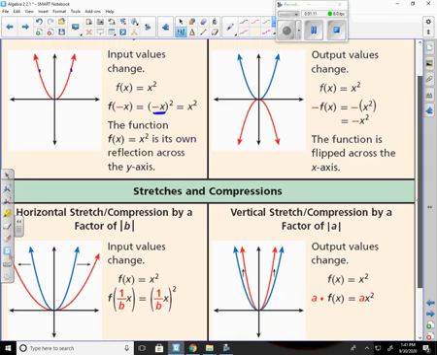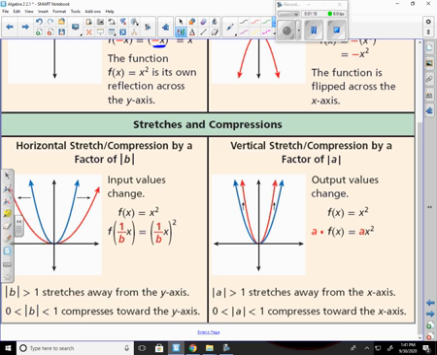Horizontal stretch and compression by a factor of b, the input value changes. So if b is greater than 1, it's going to be 1 over the number. So if it says it's a horizontal stretch by a factor of 3, that's going to be 1 over 3. If it's a horizontal compression, if it says it's a compression by a factor of 1/3, you put 1 over 1/3, or you flip it. It's just going to be 3 over 1.